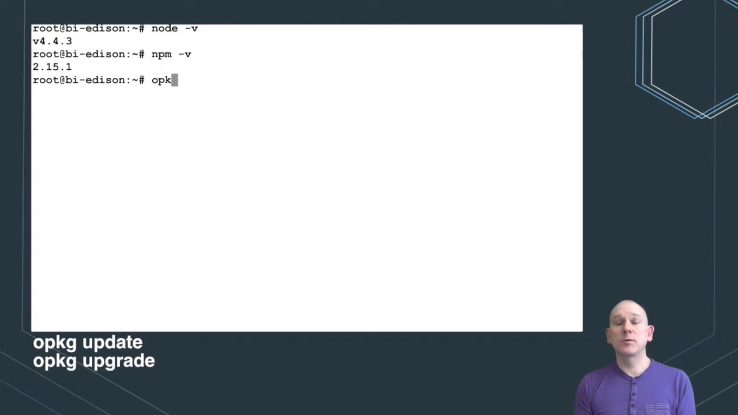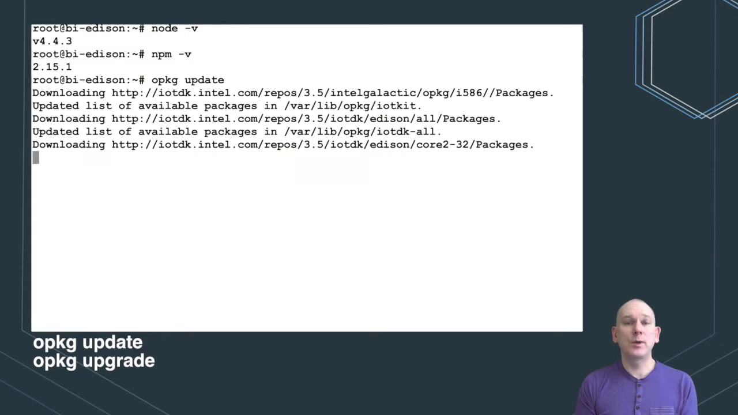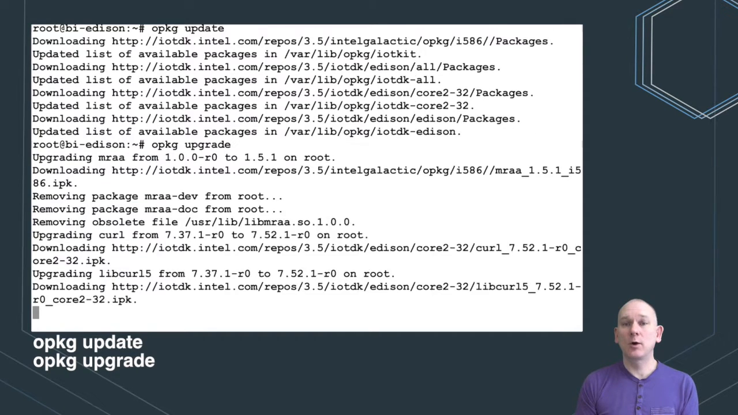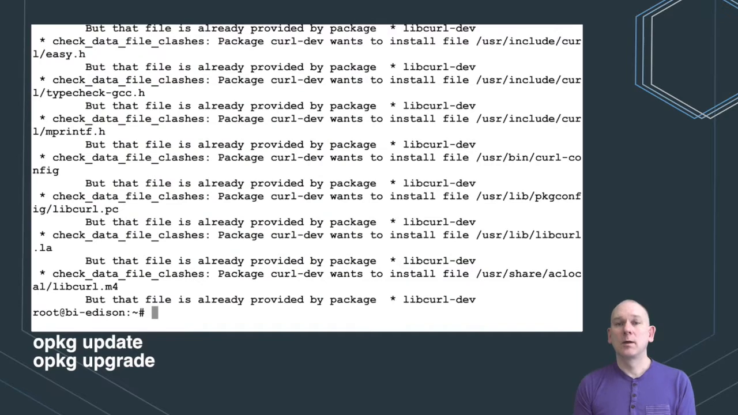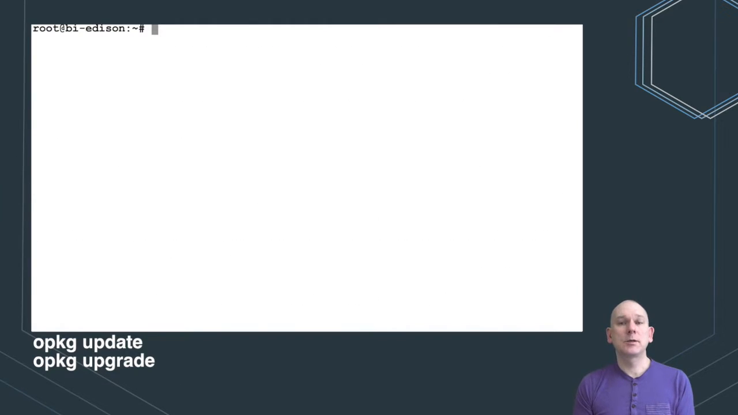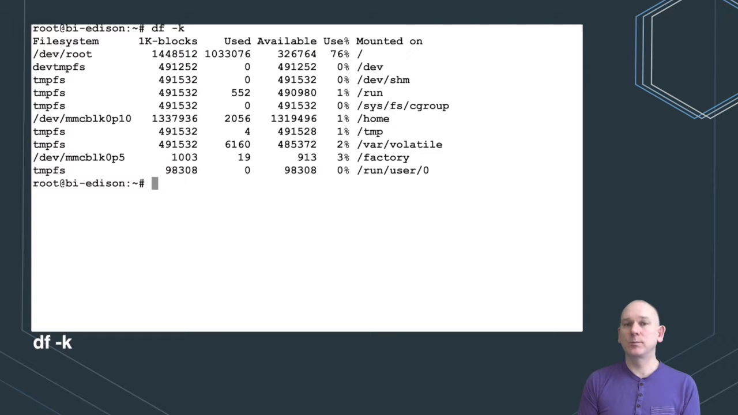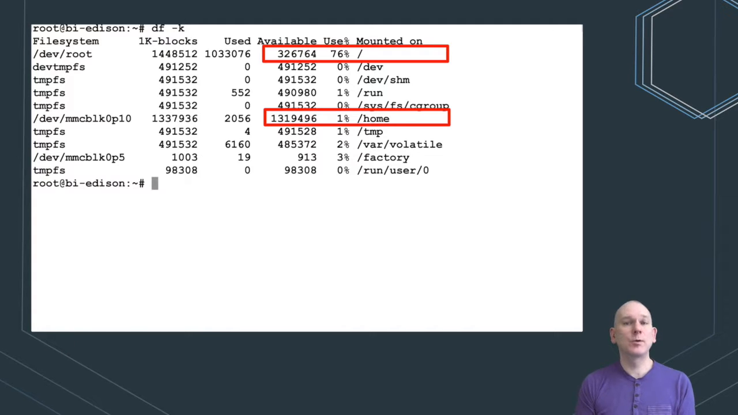So update the system before we start installing using the opkg update and then upgrade commands. Before installing Node-RED, it's worth looking at how the default image uses disk space on the Edison board. Entering command df -k, and you can see that most of the free space is in the home directory. The root file system doesn't have a lot of space left.